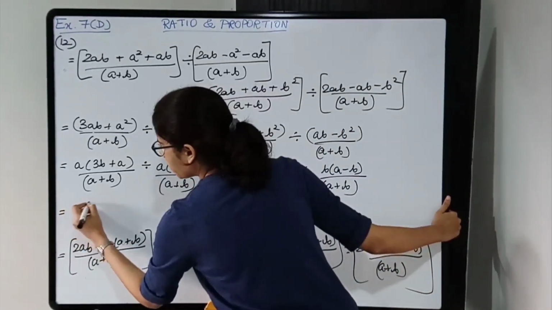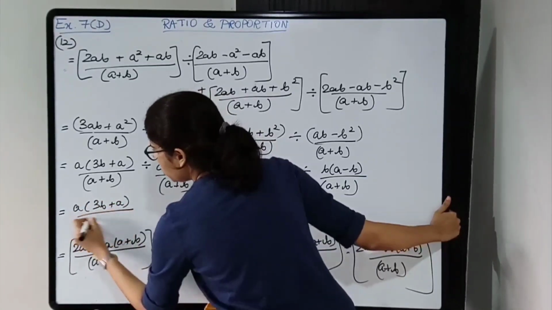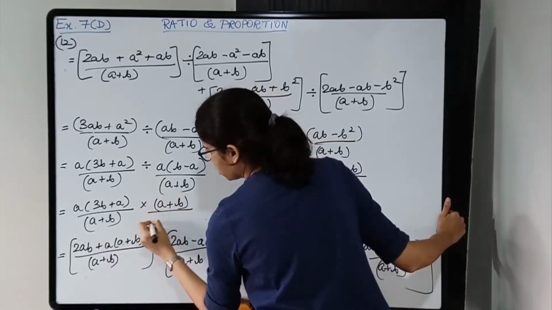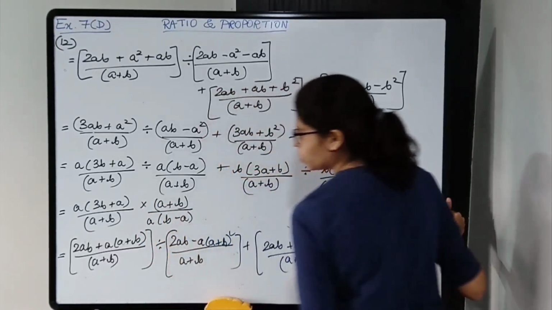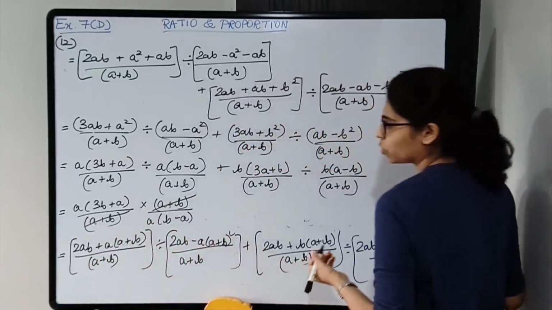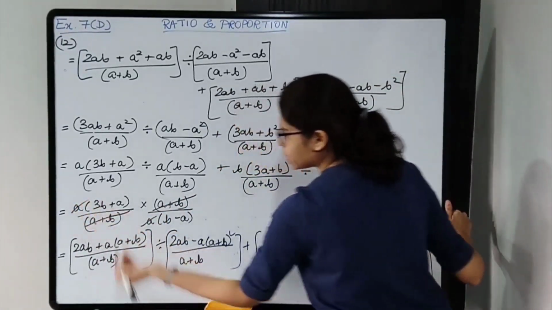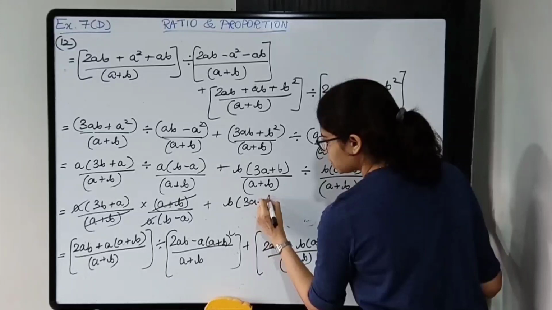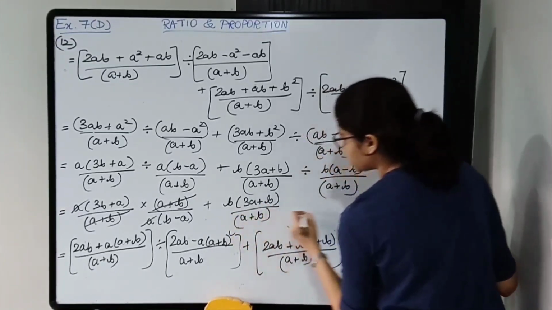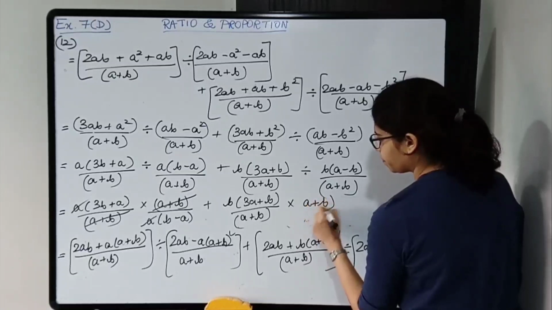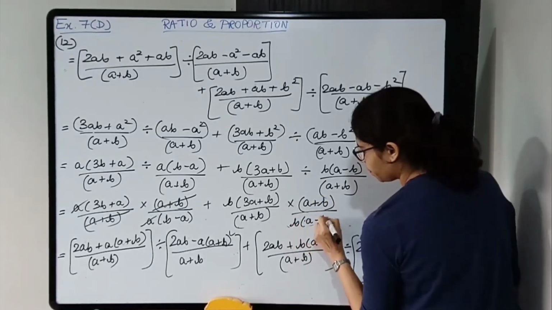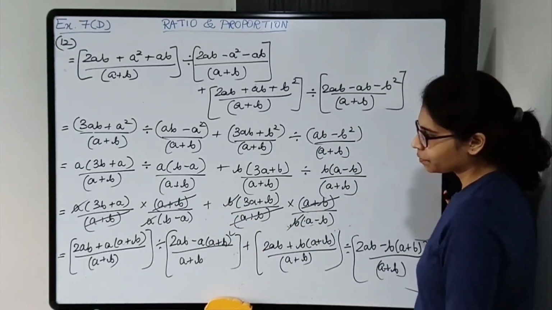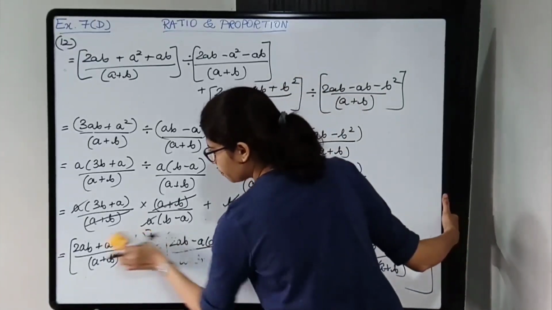So this will remain as it is, the numerator will remain as it is, and the denominator will shift. Okay, a plus b cancelled, all right, and a cancelled. Here this will remain as it is, and your reciprocal, so a plus b upon b into a minus b. a plus b cancelled, b cancelled. Okay, so now it is much simpler.